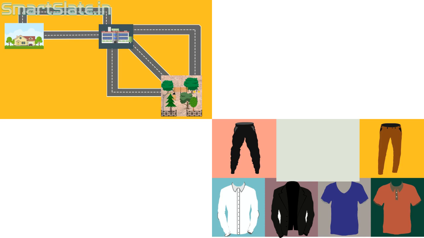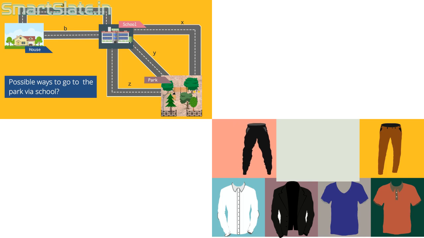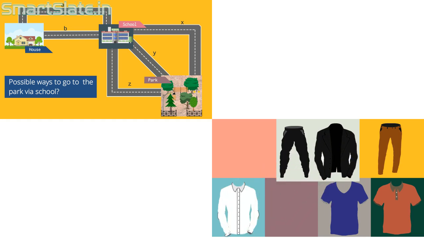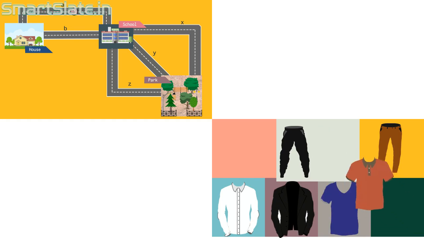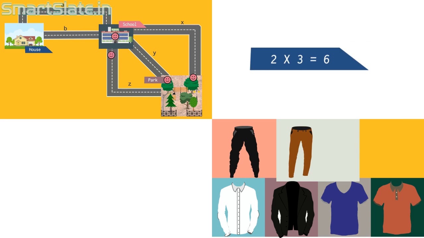Can you see a pattern emerging from these two examples? In the first example, you can take 2 roads from your house to school, and there are 3 possible roads you can take from school to the park. The first activity, which is going to school, can be done in 2 ways, and the second activity, which is going from school to the park, can be carried out in 3 ways. The total possible ways or roads from your house to the park can be obtained by multiplying 2 and 3, which is 6. The same can be applied to the second example as well.